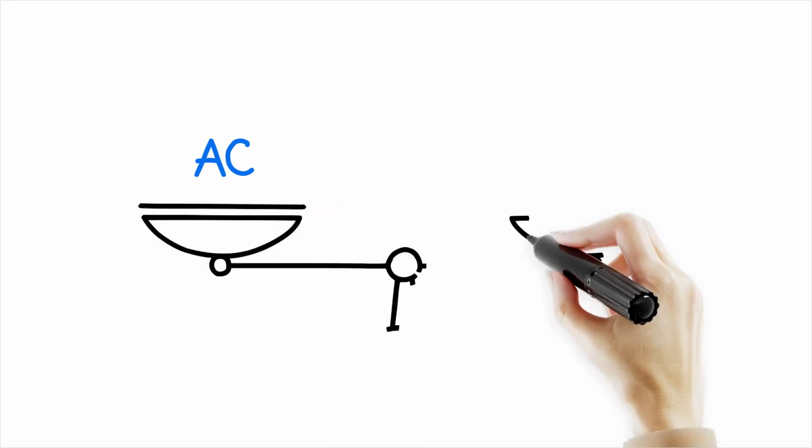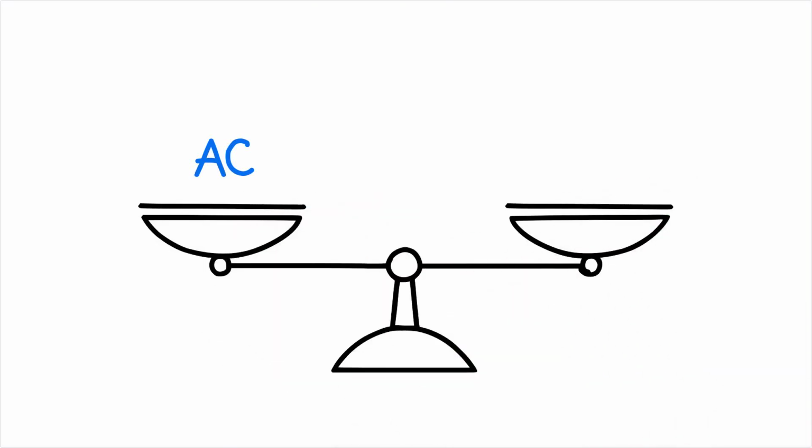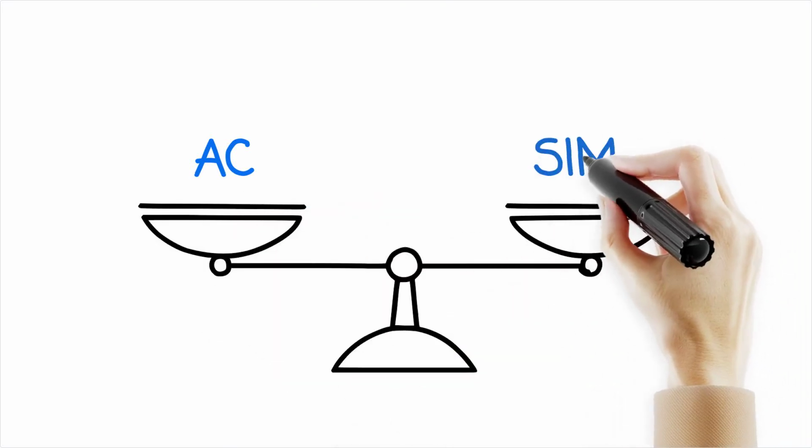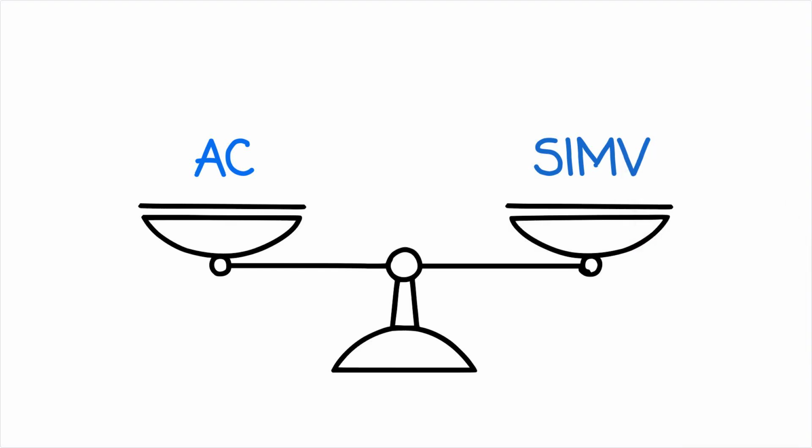Now the question is, why would the AC mode be preferable over the other modes, like for example the SIMV, synchronized intermittent mandatory ventilation mode? Don't both of these modes offer good ventilator support? Well, to answer this question, let's see how the two modes work and then focus on why the AC mode is preferable over the SIMV mode.